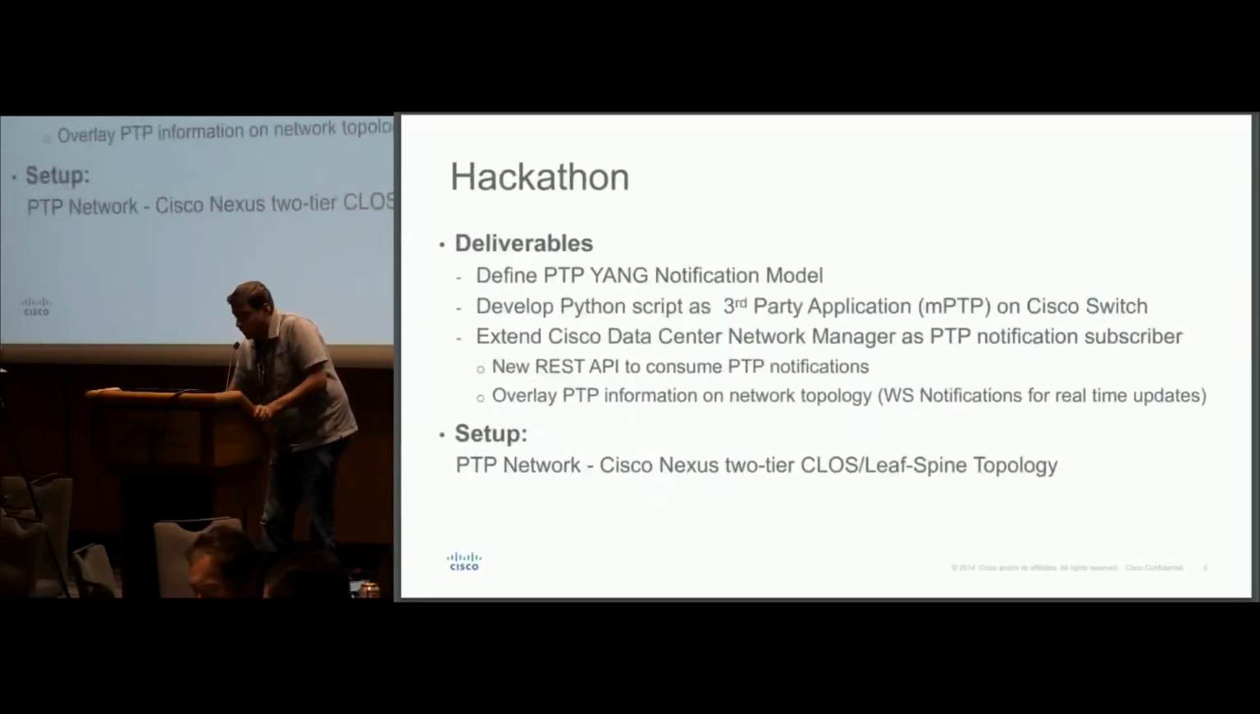So in the hackathon, we have the deliverables. We defined a PTP YANG notification model, which we need to review with the team. We developed a third-party application on a Cisco switch. The real deliverable here was a Python script which runs on the switch and pushes a YANG notification to the existing product. We have a network management solution, and we extended that to introduce a new REST API to consume that notification and overlay the PTP information on top.